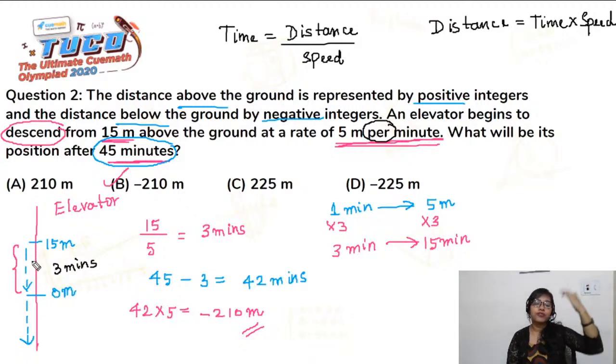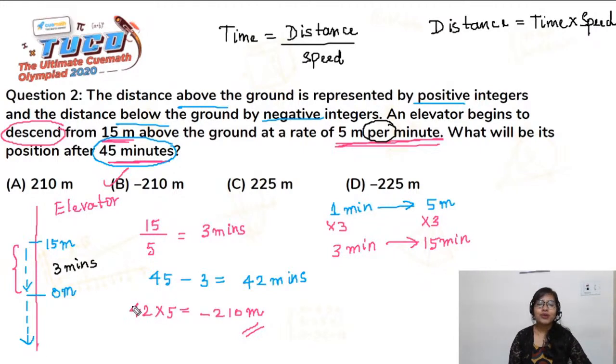Now I'm sure you all understood why I divided it into two sections. Why did I first come from 15 to 0 and then 0 to the rest of it? Because here we had an interference of both positives and negatives. So that's why I went case by case. First, I came from 15 to 0 and checked how much time was required for the elevator to cover this distance. And then from 0, what distance would be covered in 42 minutes? That's what we tried to figure out. I hope that was clear to all of you.